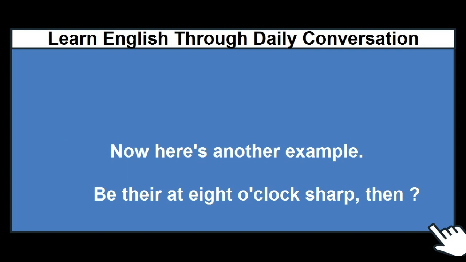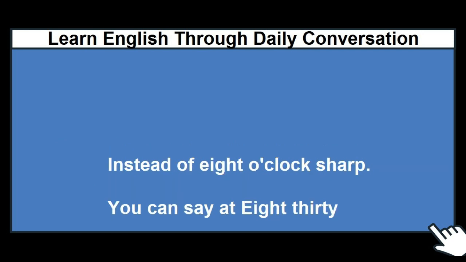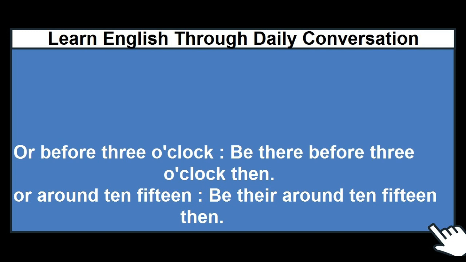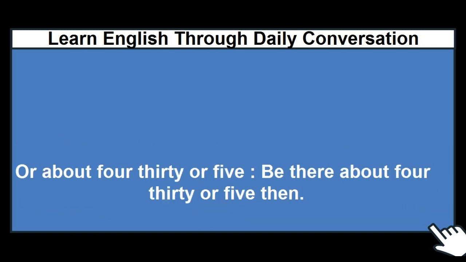Now here's another example. Be there at 8 o'clock sharp then. Instead of 8 o'clock sharp, we can say at 8:30. Be there at 8:30 sharp then. Or exactly at noon. Be there exactly at noon then. Or before 3 o'clock. Be there before 3 o'clock then. Or around 10:15. Be there around 10:15 then, or about 4:30 or 5. Be there about 4:30 or 5 then.